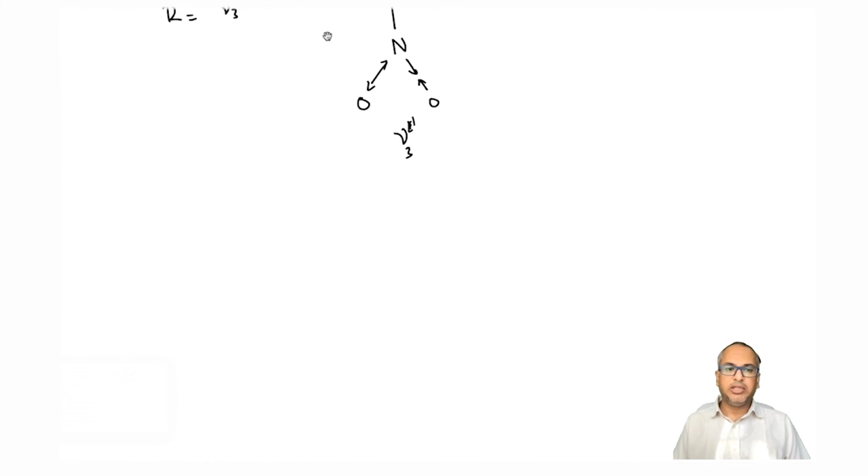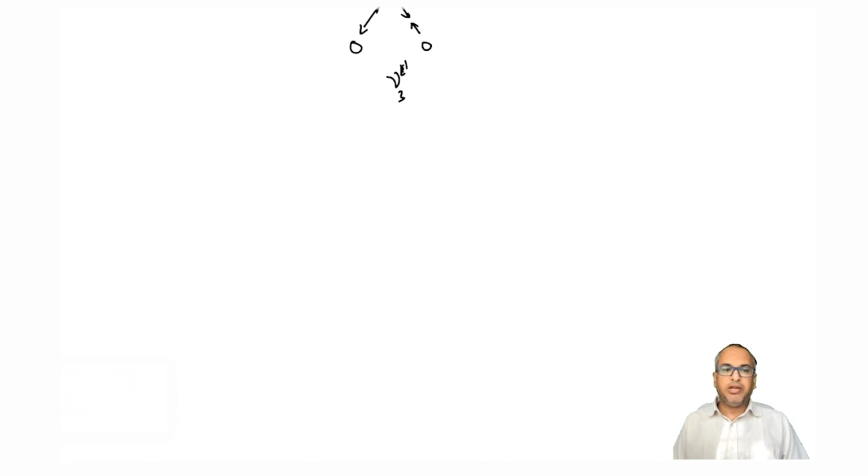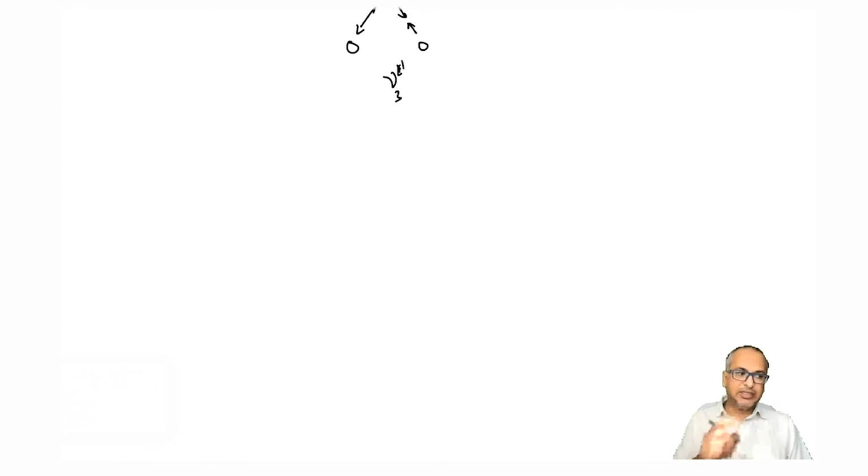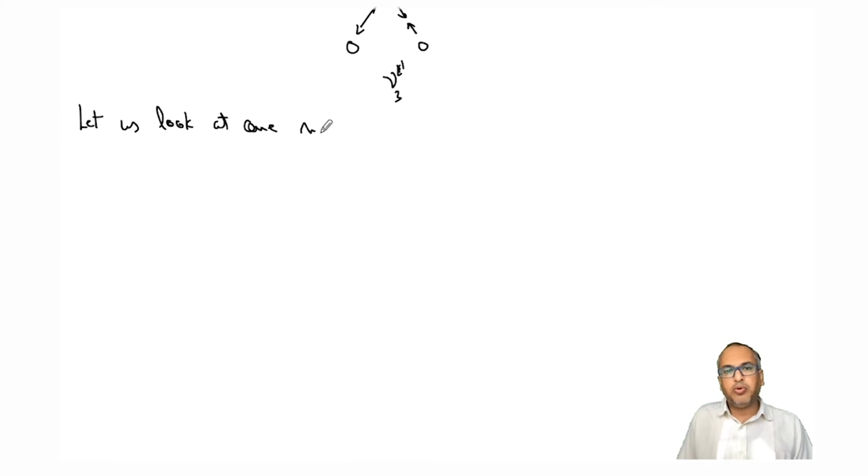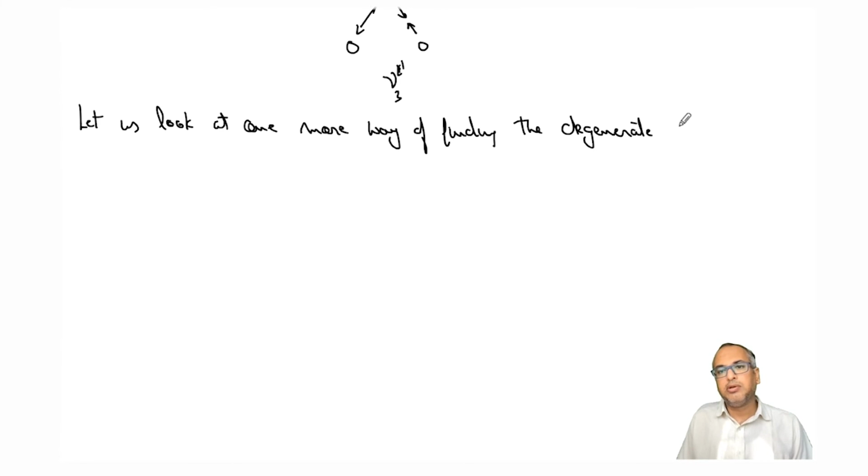But this is a cumbersome method to find out, as we have discussed earlier, there is no definite way of finding one. So let's try to do it in a different way. Let us look at one more way of finding the degenerate function.